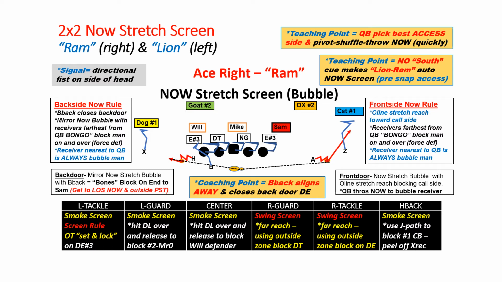What we do with bubbles is it's mirrored, and the rule is the bubble receiver is always the receiver closest to the quarterback. So in a 2x2, it's going to be the A and the H, and the other receivers then are going to bongo block the man on and over them. The quarterback has the option again of looking at where he has best access and can throw it to either side. In this case, the A has outside leverage, so he would go ahead and throw that to the A receiver to the right. The back then, with all of our now bubble screens here, is going to close the back door since the tackle is far reaching away from the backside.